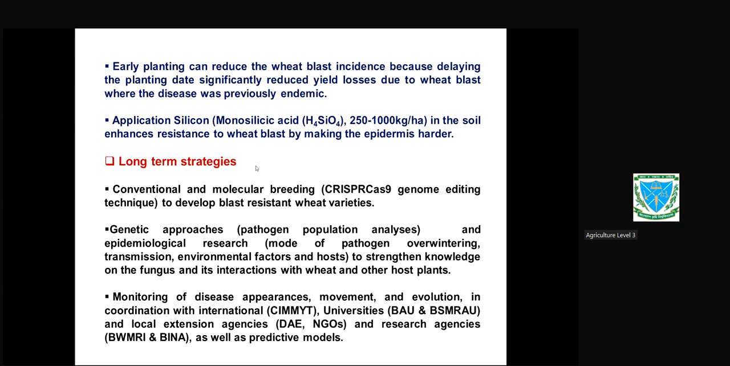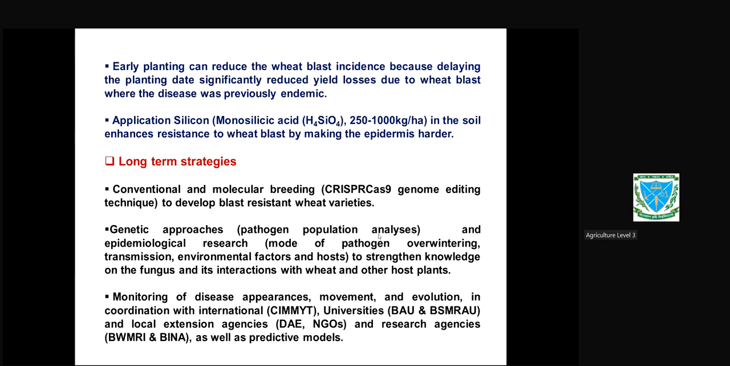Long-term strategies. It's a new disease, as I told you earlier. There should be a national plan. Conventional and molecular breeding, CRISPR-Cas9 is a genome editing technique. You can develop new varieties. One of our components, Bangabandhu Sheikh Mujibur Rahman Agriculture University, Professor Tafazul Islam has been trying to develop a variety through CRISPR-Cas9 genome editing technique, but it's still hard. I think it's very hard. So conventional breeding is one of the approaches to develop resistant variety against wheat blast.